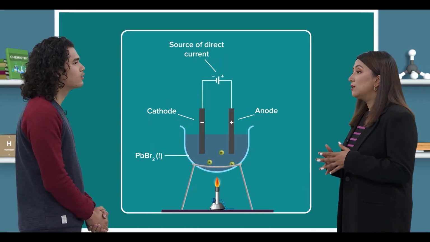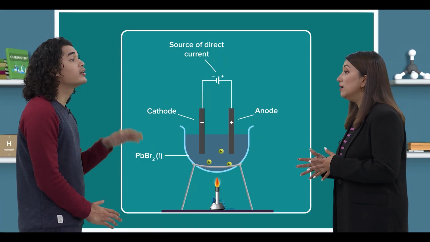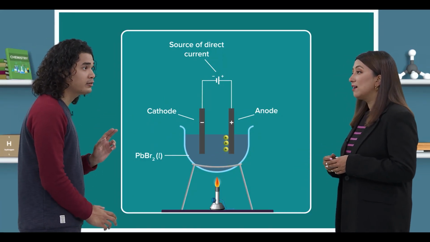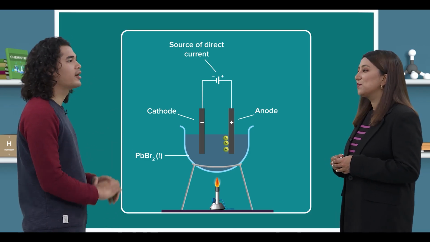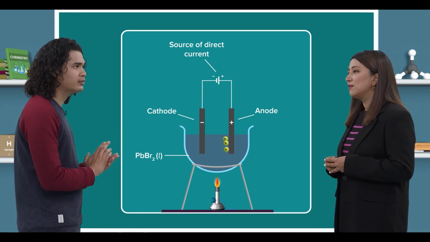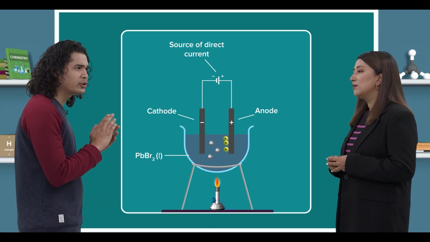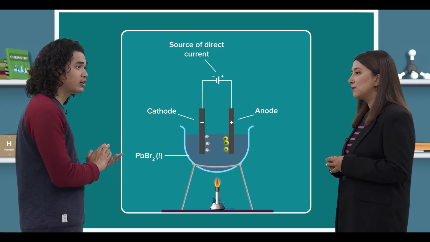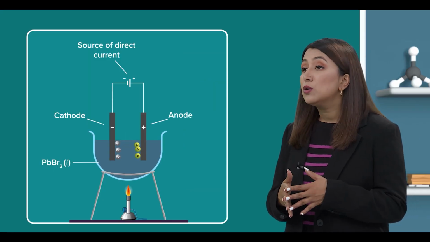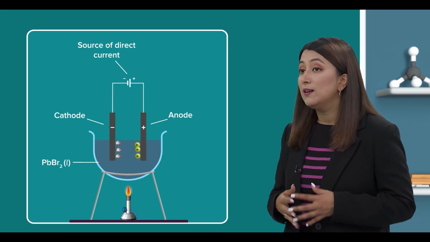Once we apply direct current to the molten lead 2 bromide, the anion, that is the bromide ion, will move towards the anode, and the cation, that is the lead ion, will move towards the cathode due to its attraction with the opposite charge of the electrode. Good. Can you also describe what happens at the electrodes?